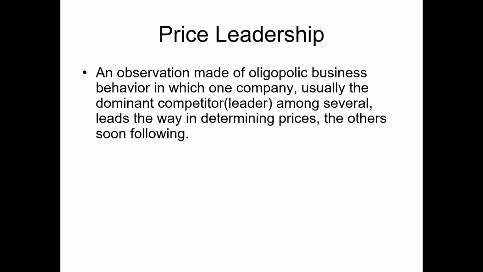The next strategy is price leadership. It basically happens in an oligopolistic market. An observation made of oligopolistic business behavior is that one company, usually the dominant competitor, the leader among several, leads the way in determining prices, the others following. The leader acts in the common interest of all the members, and the members in turn accept the decisions of the leader in the common interest of all. This common interest is a thread that binds them all. In this sense, a group tends to become a cartel. So this is how a leader determines the price for the complete cartel, right?